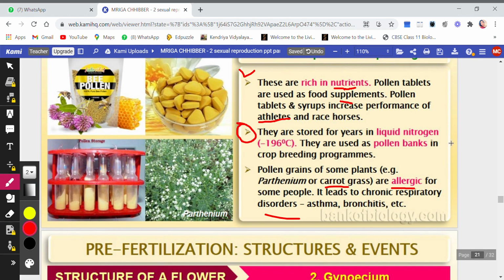They are stored in liquid nitrogen at minus 196 degrees centigrade, and these are used as pollen banks in crop breeding programs. So we can store these pollens in liquid nitrogen at minus 196 degrees centigrade. Now, a few pollens are allergic also, like plants of Parthenium or carrot grass are allergic for some people. They can cause respiratory disorders like asthma and bronchitis. So this is all about the structure of pollen grain.